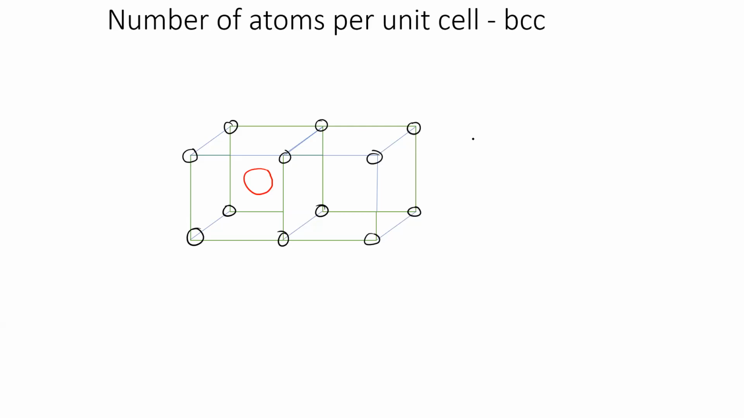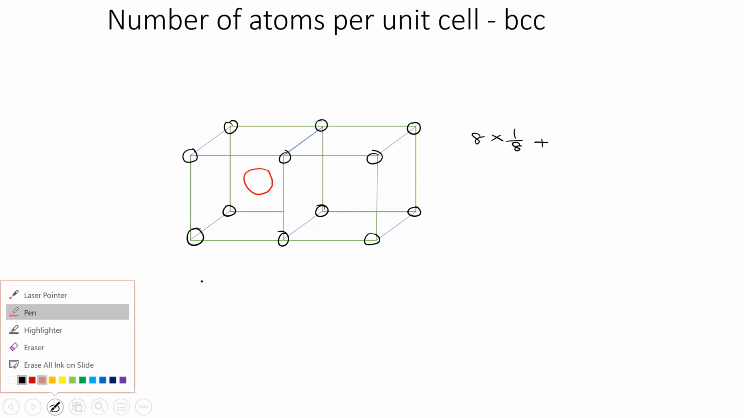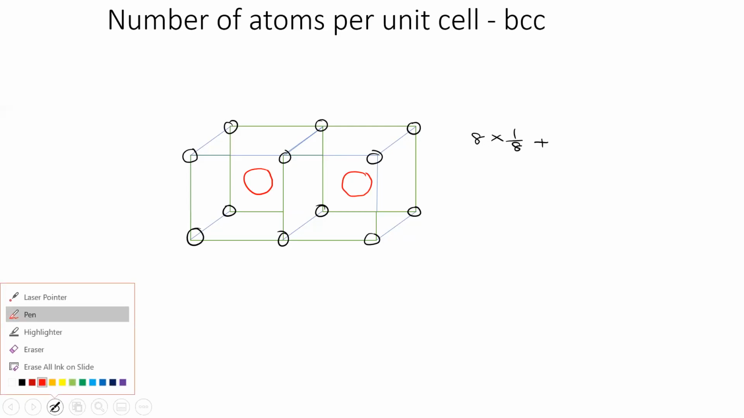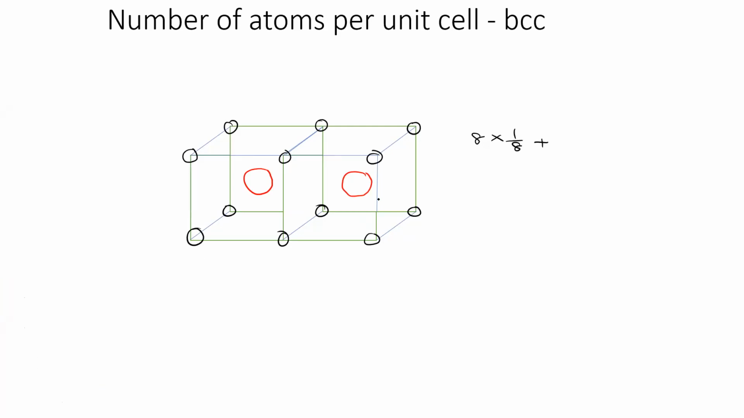The corner atom contribution: there are 8 corner atoms, and 1 corner atom contribution is 1/8, we know that. Plus, there is 1 complete atom which is located inside the unit cell. Is it shared with any other unit cell? Corner atoms are shared with 8 unit cells, but is the center atom shared with any other nearby unit cells? No, sir. So then a complete 1 atom is present. So totally 2 atoms per unit cell.